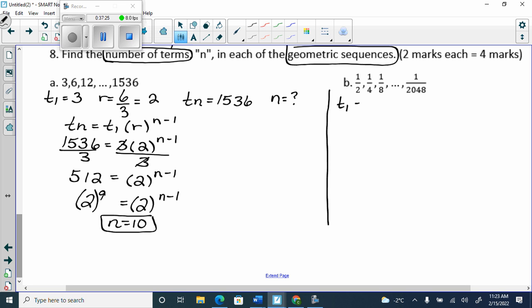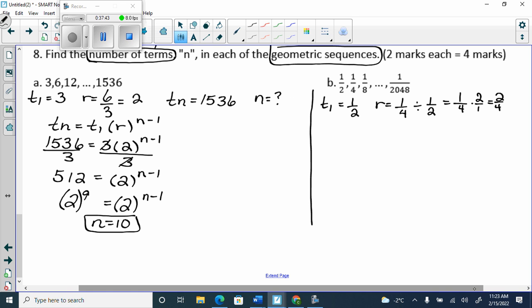So T1 equals 1/2. R is a quarter divided by a half. So if we actually want to do it algebraically, you flip and multiply, or invert and multiply, or reciprocate and multiply what you're dividing by. So we get a quarter times 2 over 1, which equals 2 over 4, which equals a half, or 0.5, which some people put. 0.5 or a half, whatever, it doesn't matter.